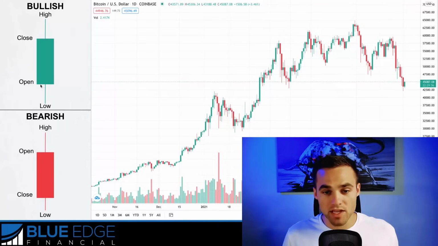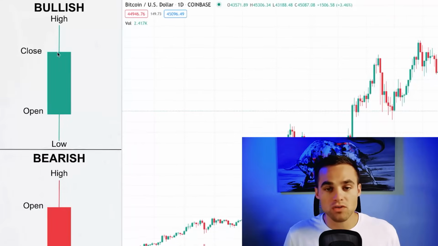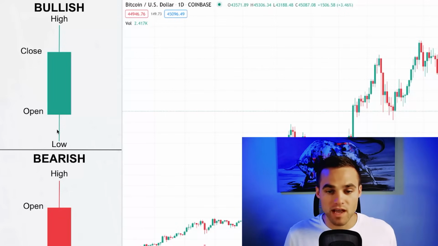The open is what the session actually opened at. So when the day actually started, where was price? And then the close is at the end of the day, where was the closing price? Okay, so if it opened here and it closed here, it printed a green candle, which is a bullish candle, which basically means that there were more buyers in the market than there were sellers.